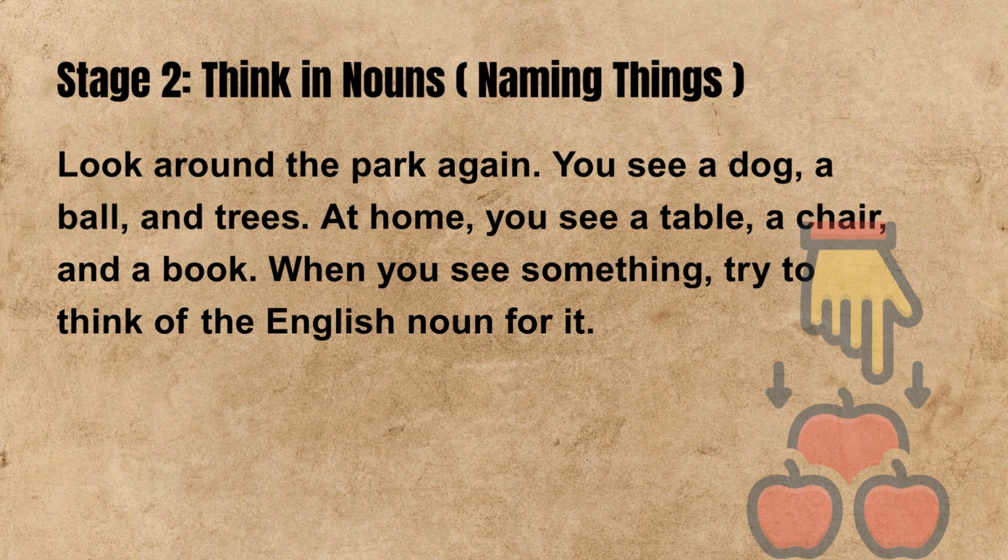Look around the park again. You see a dog, a ball, and trees. At home, you see a table, a chair, and a book. When you see something, try to think of the English noun for it.